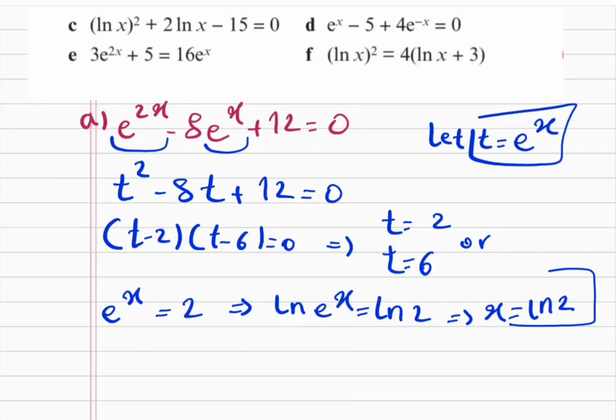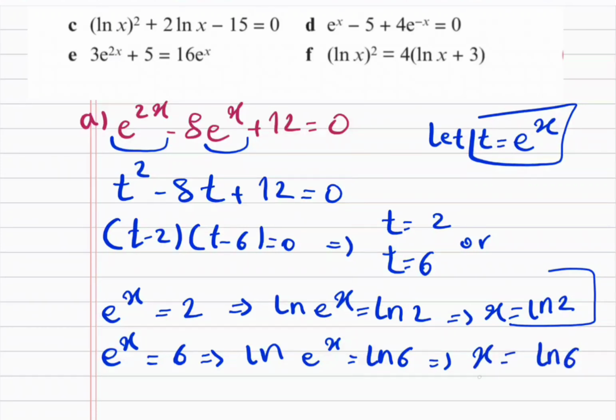And for the second case, again we take ln, and similar to the previous case, the left hand side cancels, and then we'll have ln 6. So these are the two solutions to this equation.